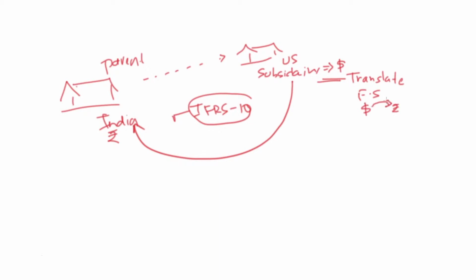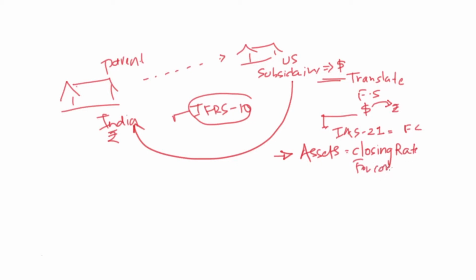At what rates will they translate? The rates are specified under IAS 21, which deals with foreign currencies. IAS 21 specifies some rates that they need to apply. Just for your information, for all assets, we need to use the closing spot rate, the closing rate for conversion.